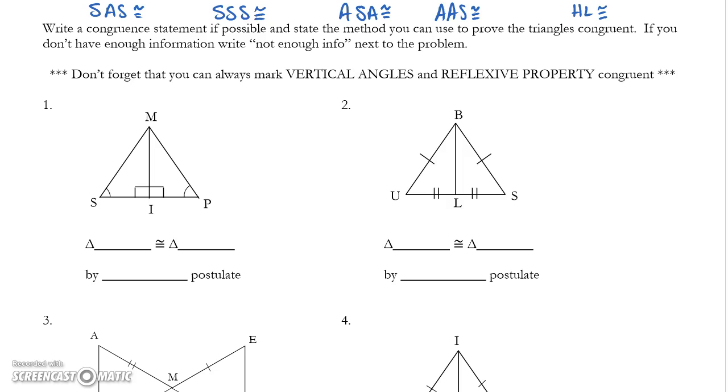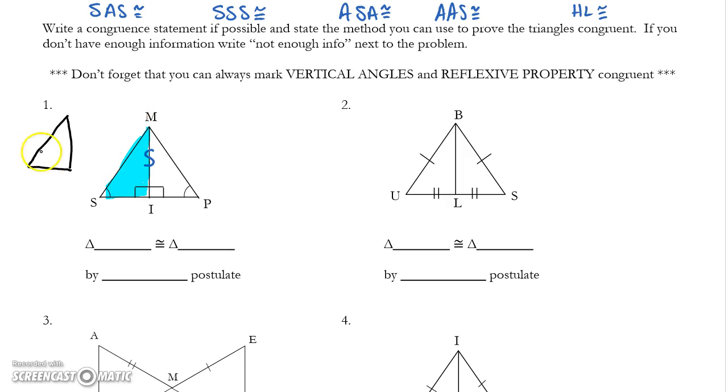In all of these examples, do not forget, we can always mark reflexive property and vertical angles. That's going to be an important theme in this unit. In number 1, I do see that my 2 triangles share a side. I'm going to mark that congruent. Now, like we did earlier, I'm going to go off to the side here and copy just one of my triangles. So I'm trying to just isolate out this triangle here. This is the process I'm doing right now.